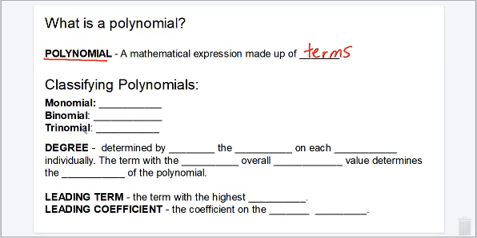There are lots of different types of polynomials. So there are three names you can give them. Anything outside of these three classifications is just a plain polynomial, but there are three specific types. A monomial is a polynomial with one term. A binomial is a polynomial with two terms. And a trinomial is a polynomial with three terms.